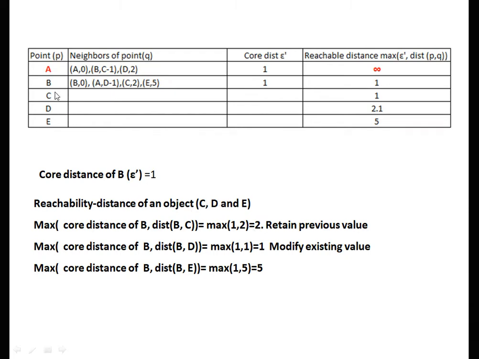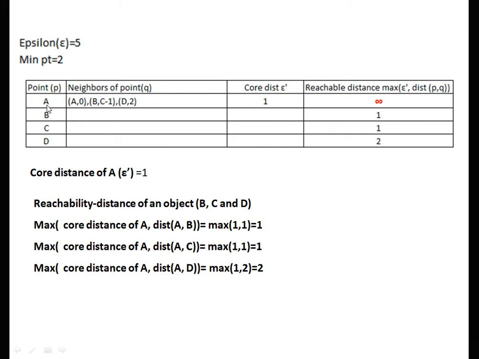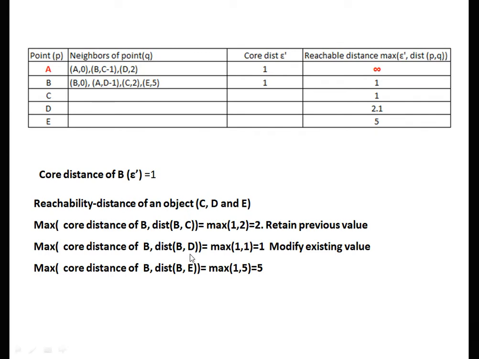Now see between B and D. The previous distance between A and D is 2, but when we calculate the reachability distance between B and D, it comes as 1, which is less than the previous value. Therefore we modify, and this becomes 2 comma 1. There is no need to store the 2, but only for your understanding I am keeping both values, so you will know when there is a change. This was initially 2, but now it is modified to 1. Now B and E. E is visited for the first time, so the maximum of 1 and 5 is 5, and it gets 5.